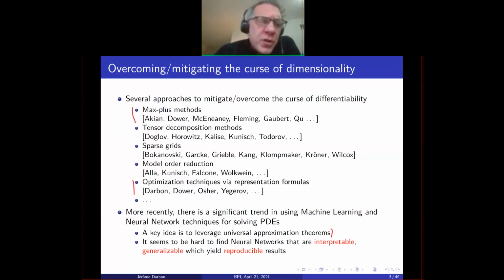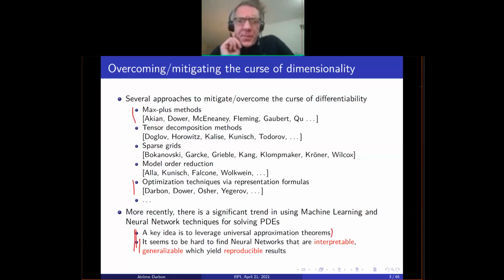One of the drawbacks of using neural networks is that most of the time they are black boxes, and it is hard to interpret what the neural network is doing, and that may lead to a problem of generalization and also reproducible results.